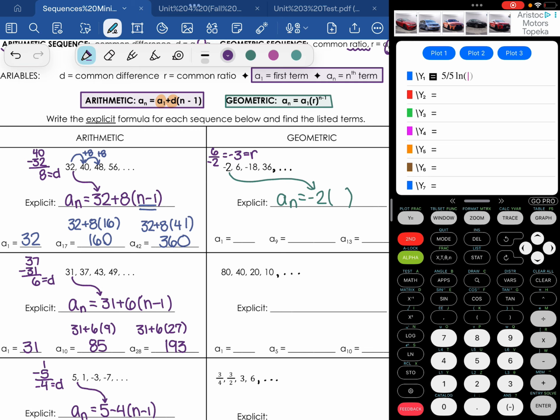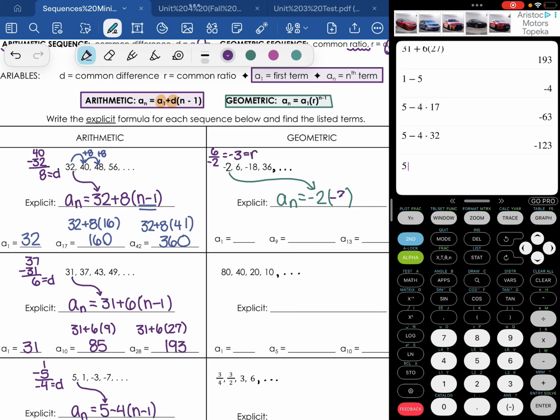And then for your exponent, it's n minus 1. Why is it an exponent? Because you are multiplying by -3 over and over and over again. And -3 times -3 times -3 times -3 would be -3 to the power of 4. So when we multiply repeatedly, we turn that into a power. And I'm going to go ahead and write that up here in the formula.